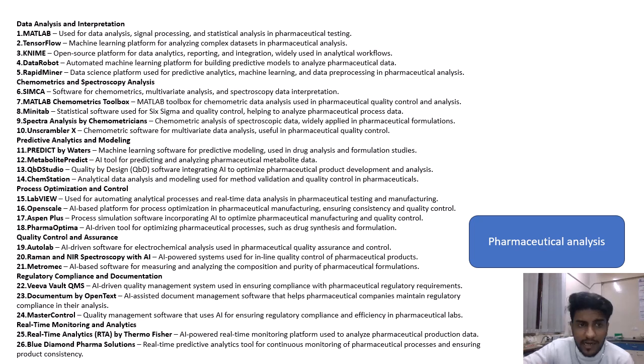For pharmaceutical analysis, you have DataRobot, which is useful for analyzing the pharmaceutical data, because there are a lot of different validation parameters: robustness, LOD, LOQ, LLOQ, lower limit of quantification and all, that you need to look at: linearity, specificity, sensitivity. So to manage and to predict the data is very, very important. So KNIME, TensorFlow, these are similar software.